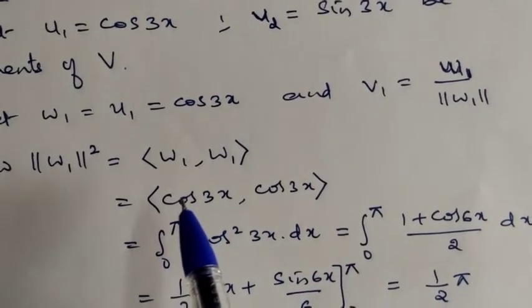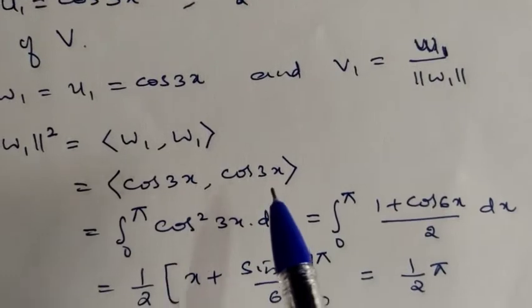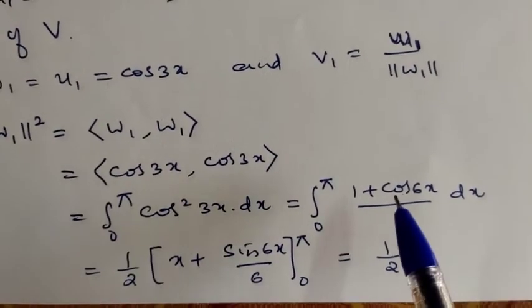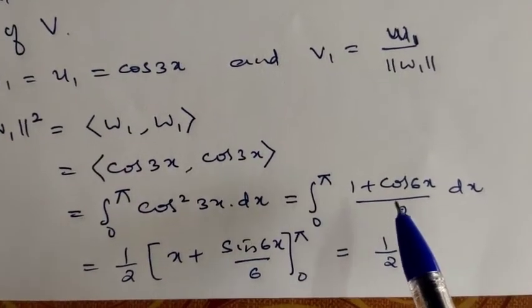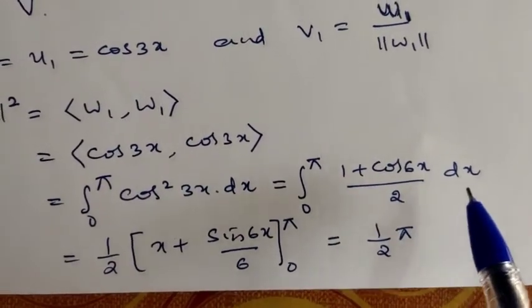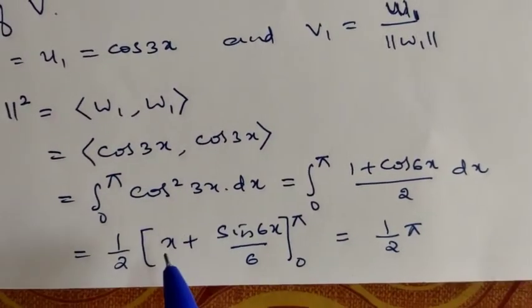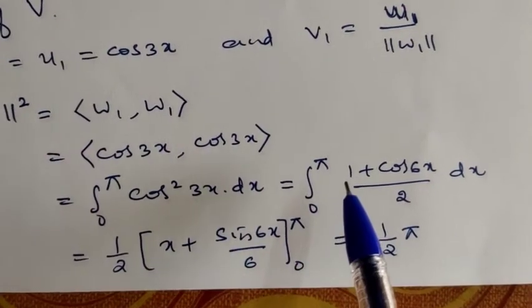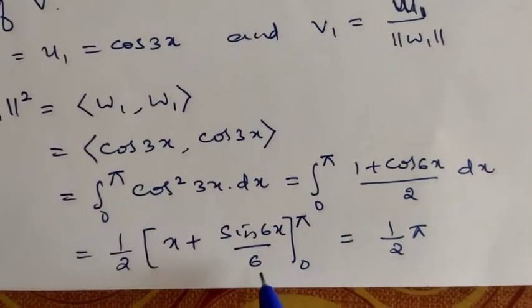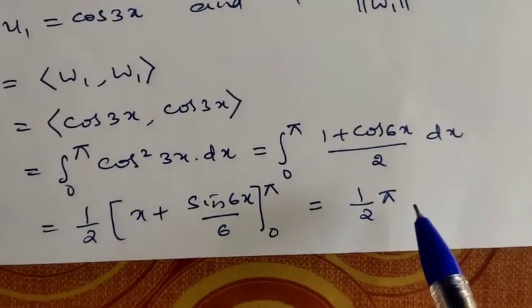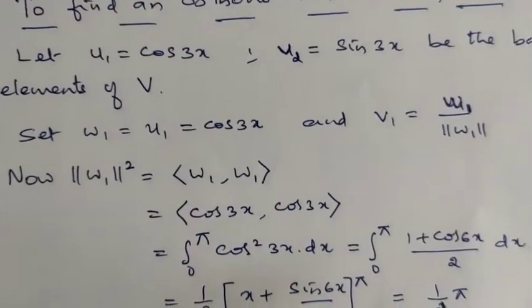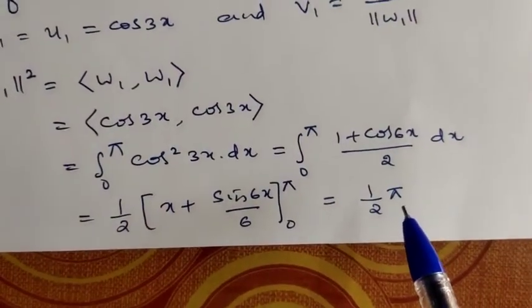So that will be equal to the inner product of cos 3x with cos 3x. So integral from 0 to pi of cos square 3x. So cos square x can be written as (1 plus cos 2x) by 2. Therefore here cos square 3x means the integral from 0 to pi of (1 plus cos 6x) by 2 into dx. So if we integrate this, 1 by 2 can be taken out. The integration of 1 is x, plus the integration of cos 6x is sin 6x by 6. So from 0 to pi, if you apply the limit, it can be found to be 1 by 2 times pi. So the norm of w1 squared is pi by 2.